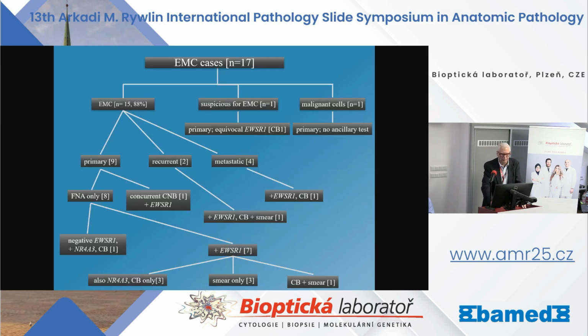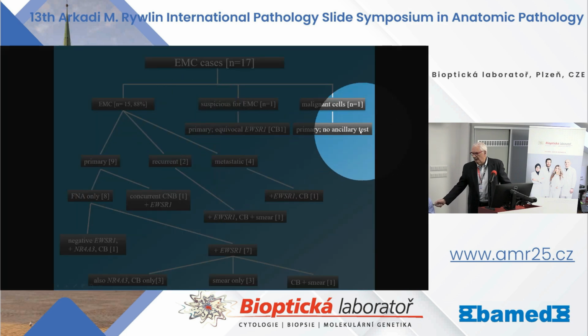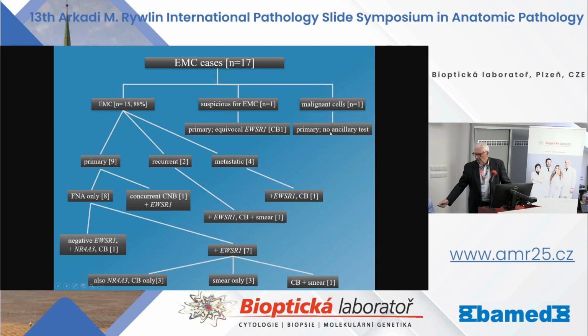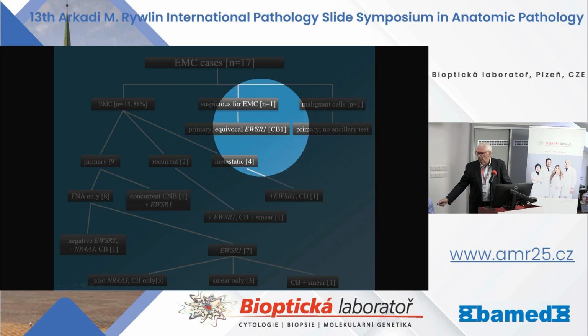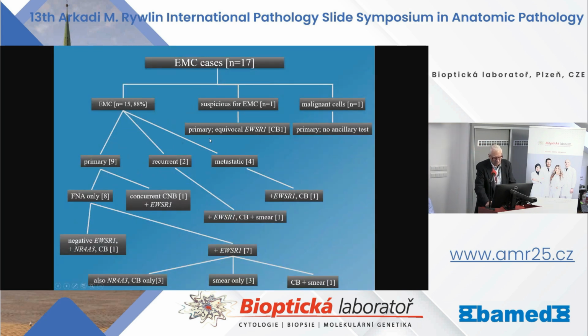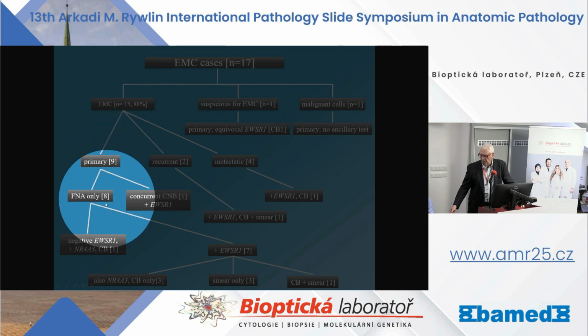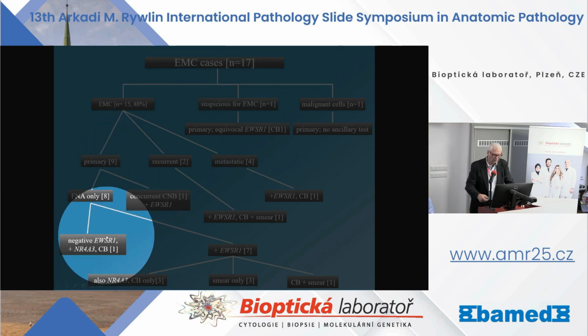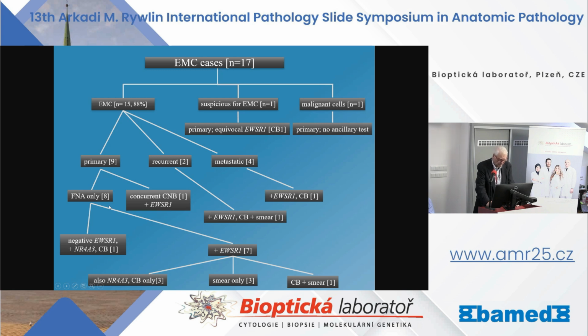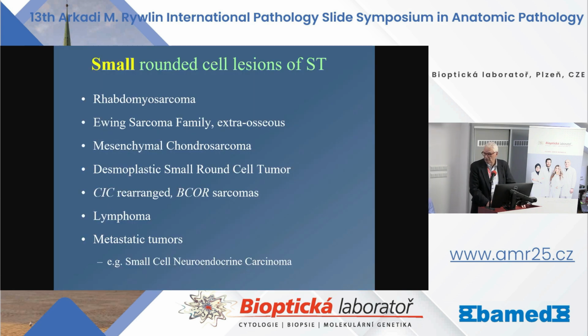And I won't stop to go through this flow chart, but it shows you how we went ahead and did this. The one case in which no definitive diagnosis was made, as you noticed, it actually had no ancillary test. And here, this one was called suspicious because the EWSR1 on the cell block was equivocal. The rest of them, you notice, we even had one case where the EWSR1 was negative, but we went ahead and were able to perform the NR4A3 on the cell block and make a definitive diagnosis of extraskeletal myxoid chondrosarcoma.